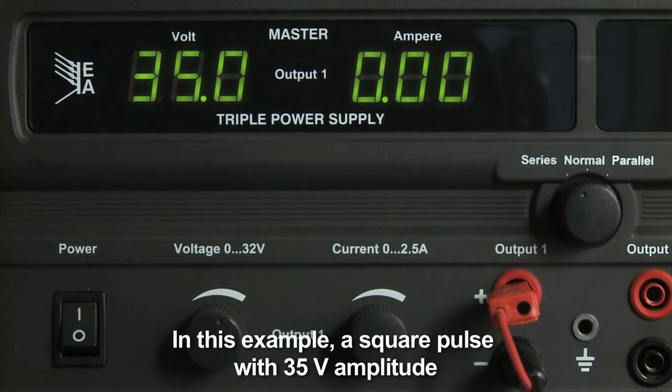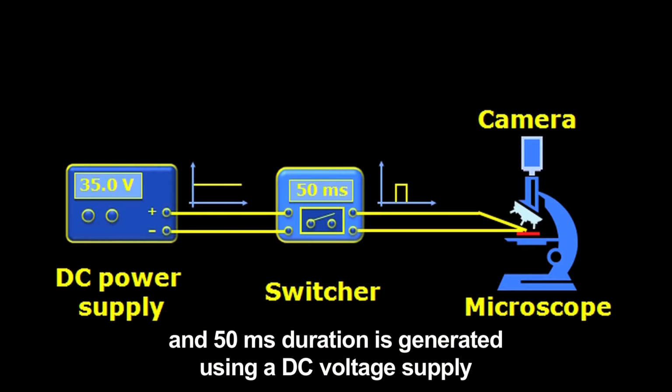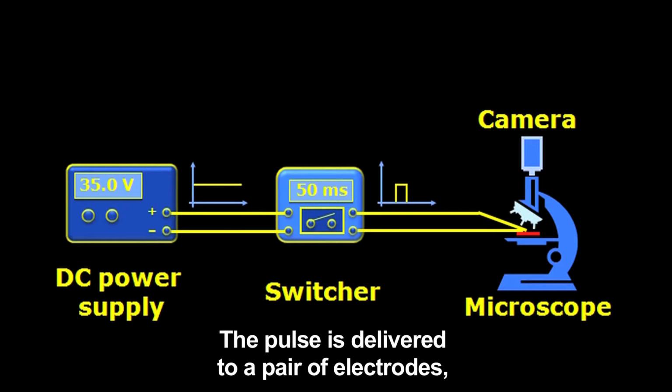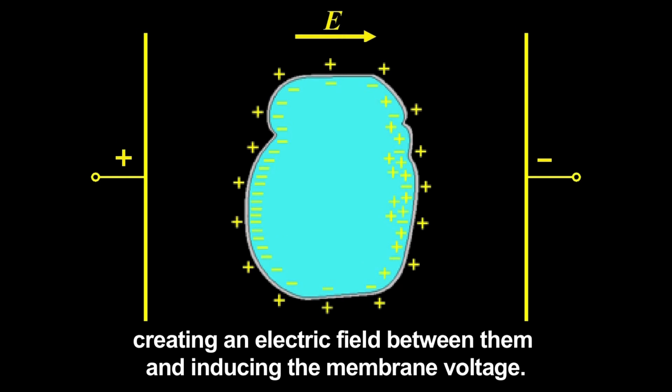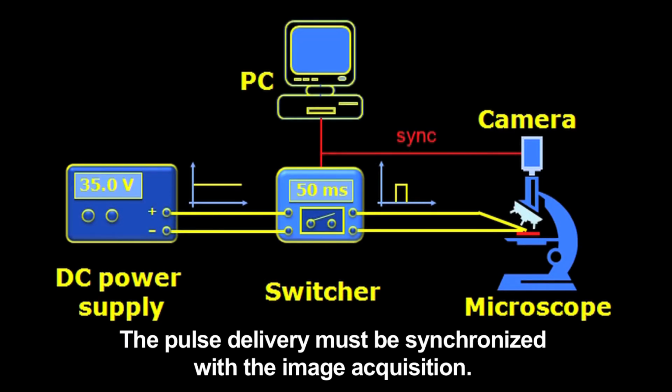In this example, a square pulse with 35 volts amplitude and 50 millisecond duration is generated using a DC voltage supply and a microprocessor-controlled switcher. The pulse is delivered to a pair of electrodes, creating an electric field between them and inducing the membrane voltage. The pulse delivery must be synchronized with the image acquisition.